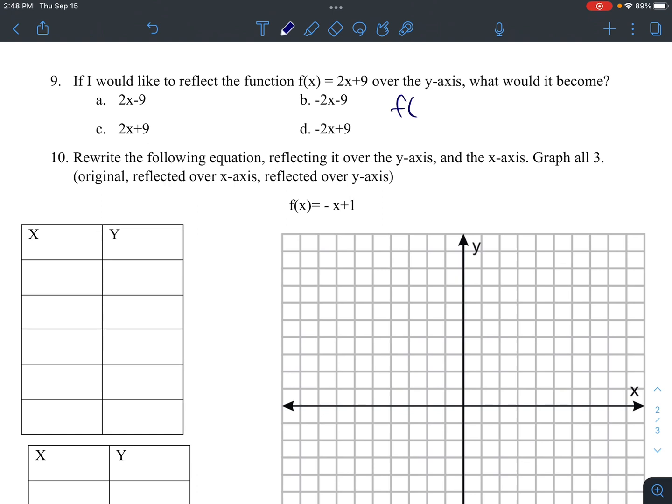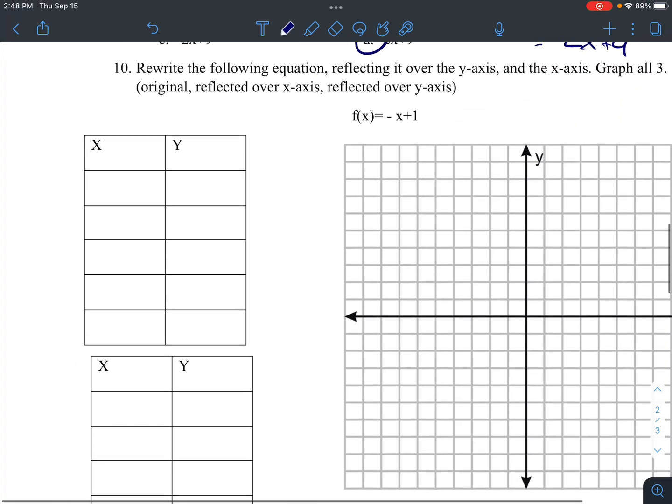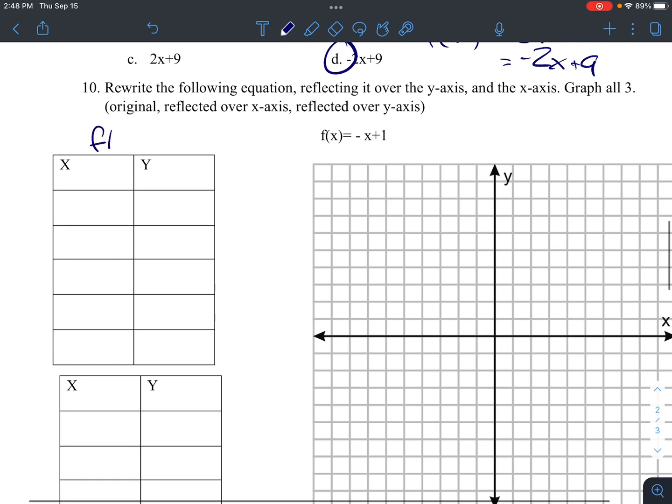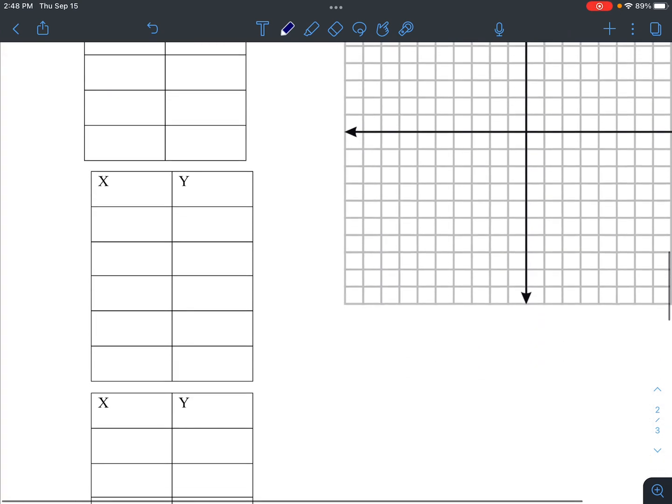For the y-axis, the only thing that we're doing is f of -x. So we're going to get 2 times -1 times x plus 9, because the only thing we're multiplying by -1 is our x. So now we're going to have -2x plus 9. That's D. So lastly, and on the test I'm going to have this labeled a little bit better, we want to fill in these charts and then graph.